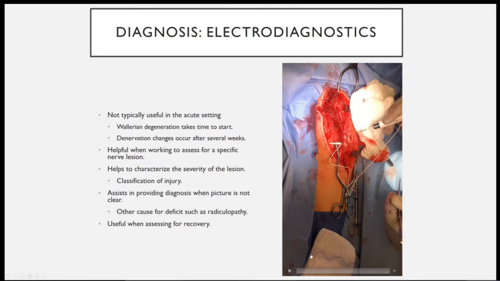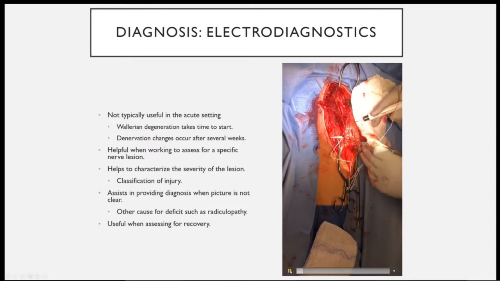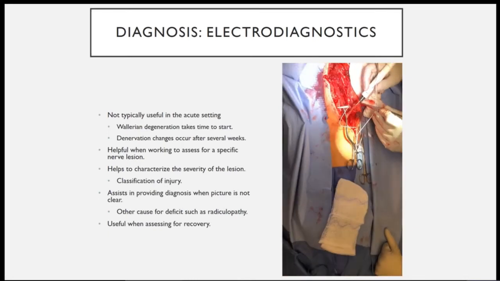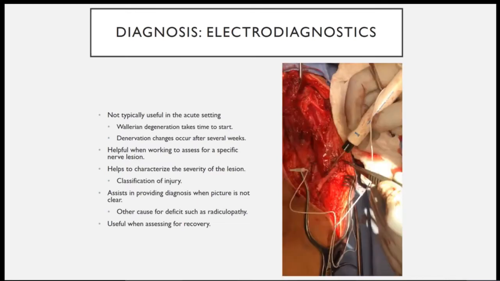And this is just to drive home that point about the timing of EMG and nerve conduction study. So this is a video of a median nerve transection and brachial artery transection that we repaired. And you can see that the nerve is in 2 halves, but when you stimulate, you actually get a motor response. And this is because this was intervened on right away.